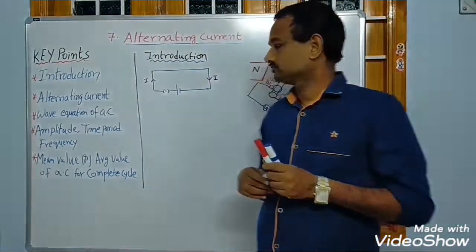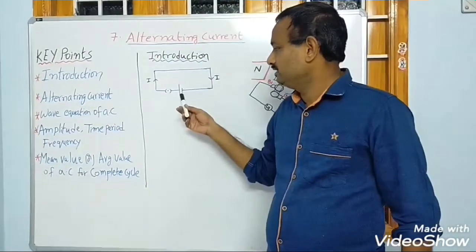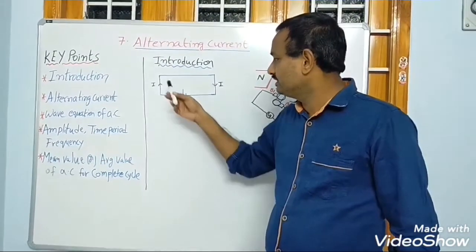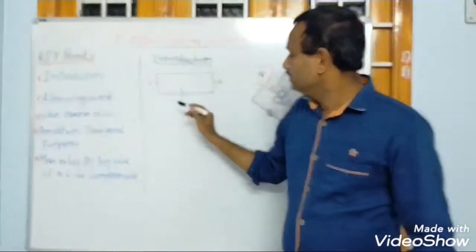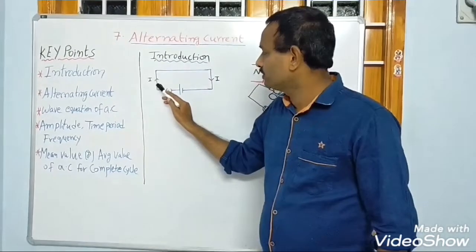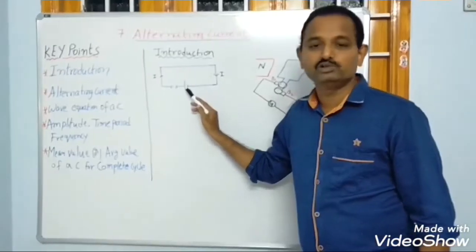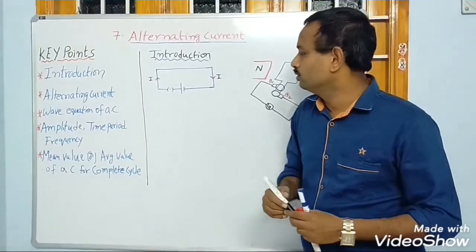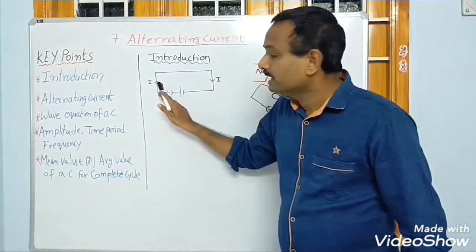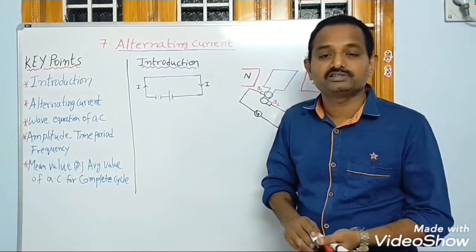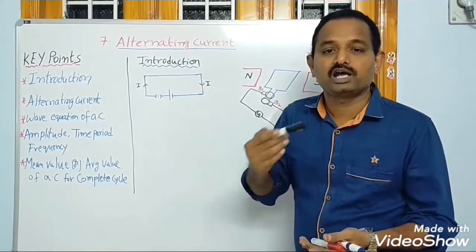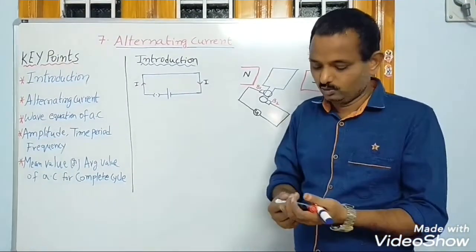Students, if I take one cell and connect this cell in the circuit, if the switch is on, current will flow from the positive terminal to the negative terminal. Here the direction and magnitude of current is constant. If I draw the graph, how will I get it? Look at here.